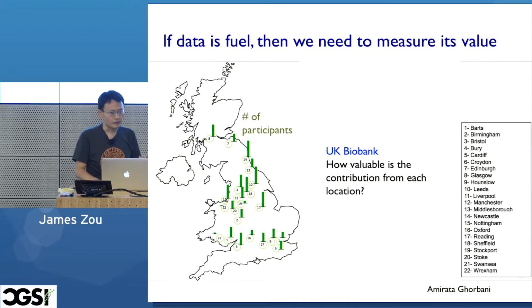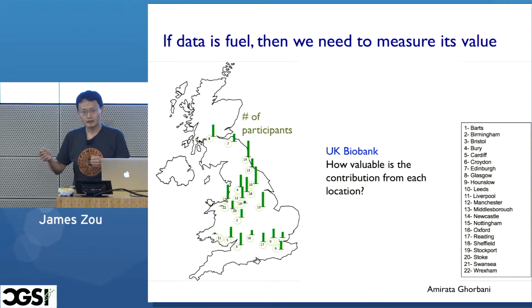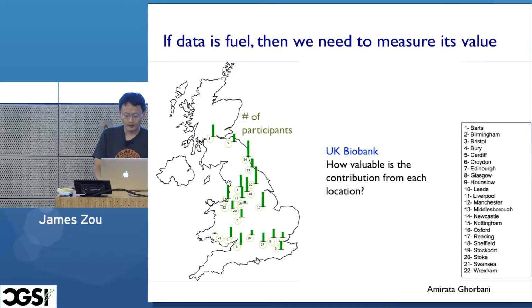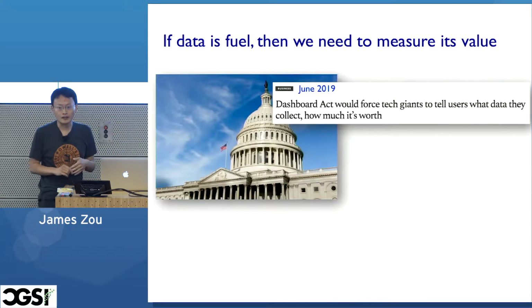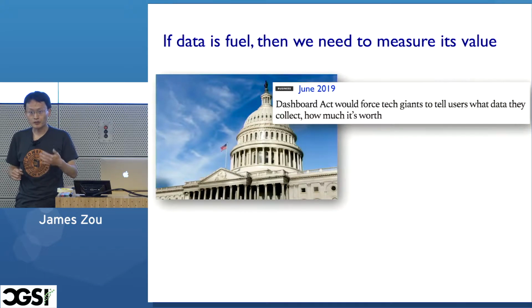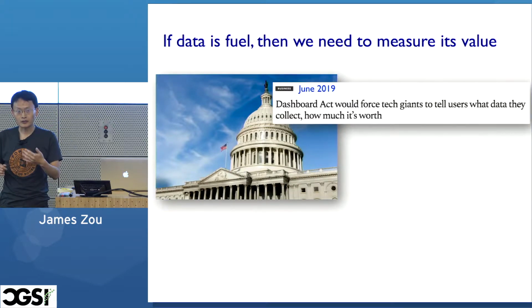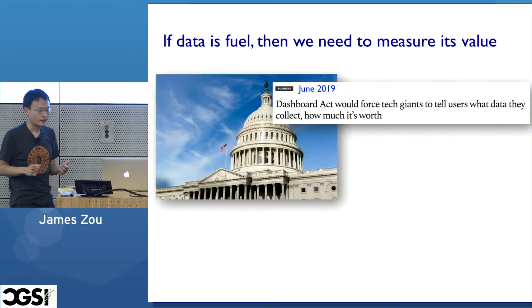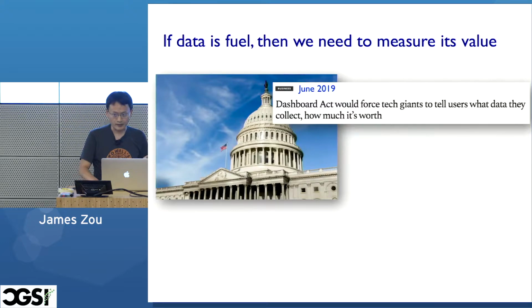Beyond very important scientific applications, if we can figure out the value of different types of data, then we can design better data sets. We can better optimize how we collect data. I think this also drives at the heart of a lot of recent policy debates. Even just a couple of weeks ago, the DASHBOARD Act in the US Senate proposed that large companies that are using consumer data in the US will have to quantify the value of the data that they collect, for both regulation and taxation purposes. So they have to come up with a value for that.